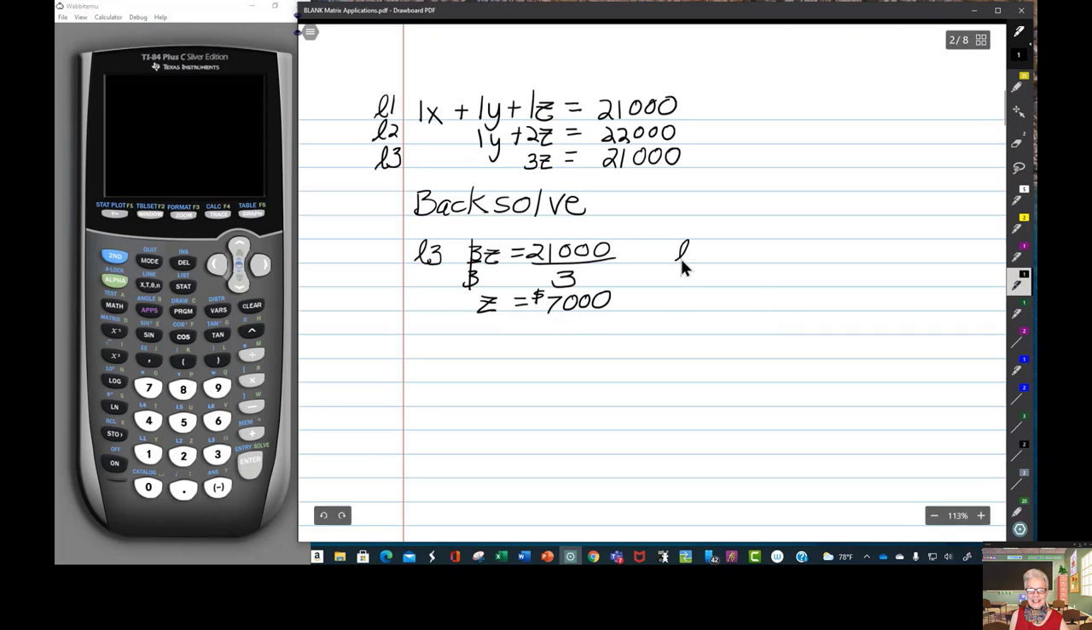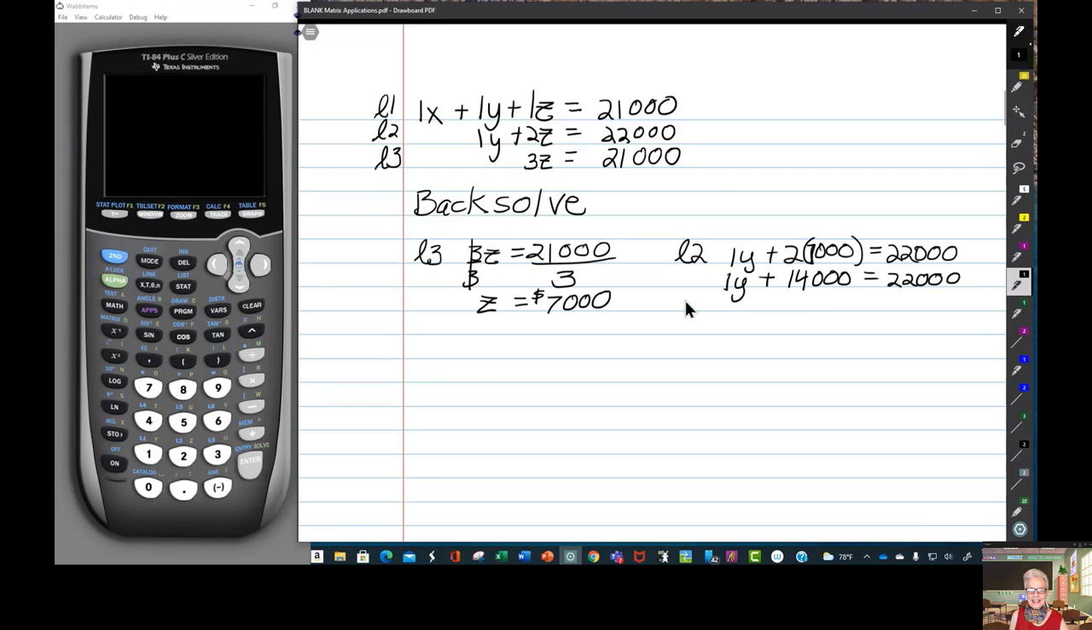Now line 2, we're going to have 1y plus 2z, which is 7,000. 2 times 7,000 equals 22,000. So 1y, I don't think I need to keep that one, plus 14,000 equals 22,000. Now I have to solve for y. So I'm going to subtract 14,000 from both sides of the equation.